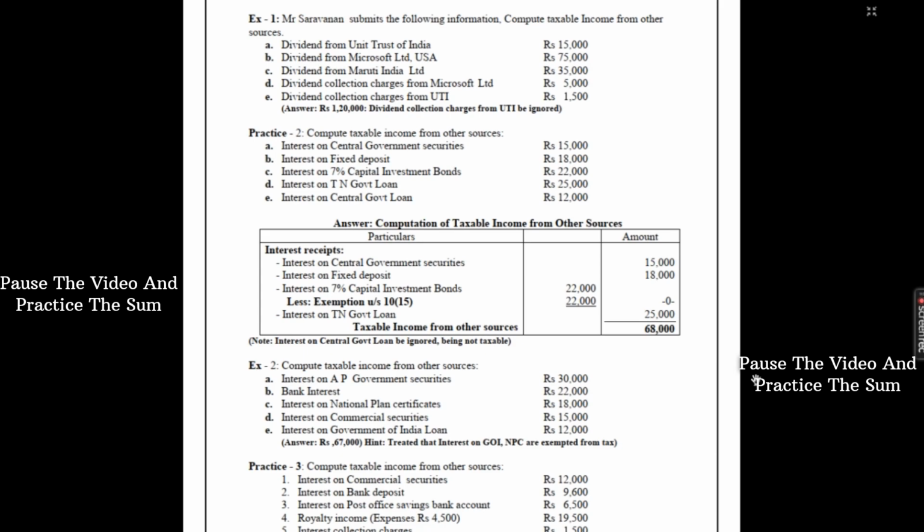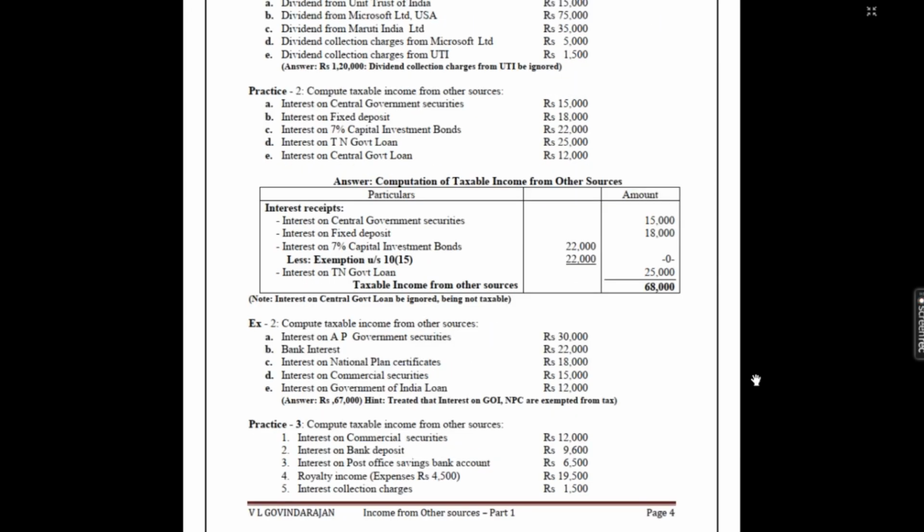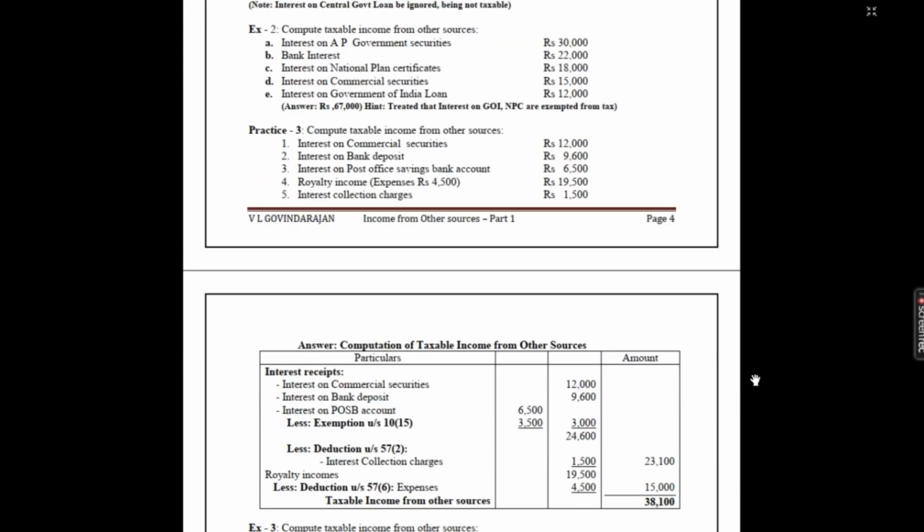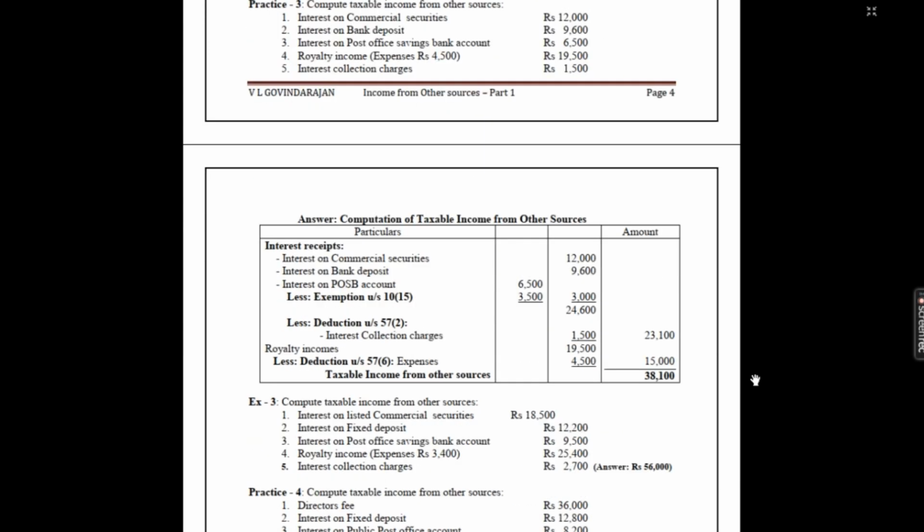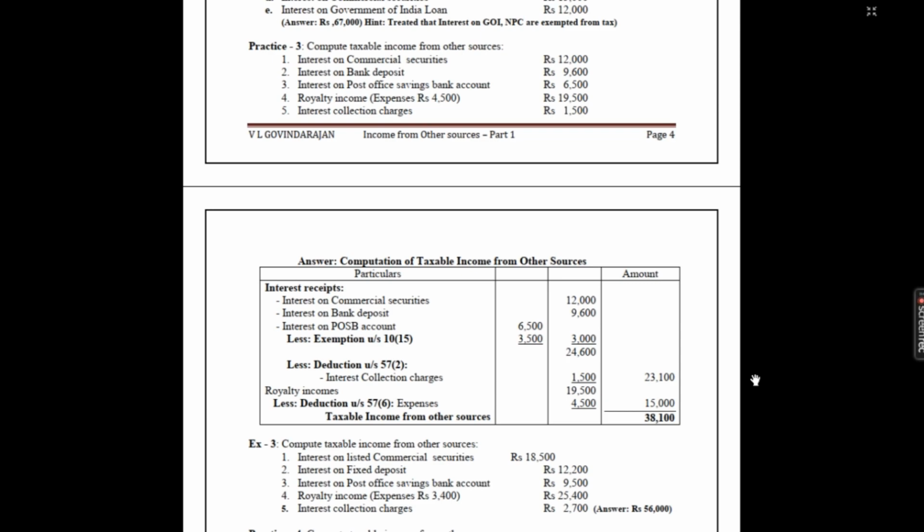Now let me see practice 3. This sum belongs only to interest and royalty incomes. Interest on commercial security is fully taxable. Interest on bank deposit is also fully taxable. Interest on post office savings bank account has exemption under section 10(15). Up to 3,500 we can claim exemption, balance only is taxable. Royalty income 19,500. Here the expenses of stationery 4,500 we can get as deduction under section 57(6). 4,500 balance only is taxable.